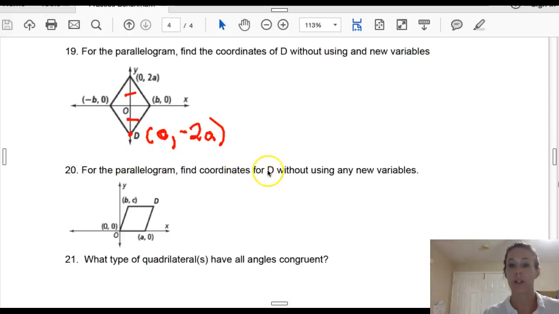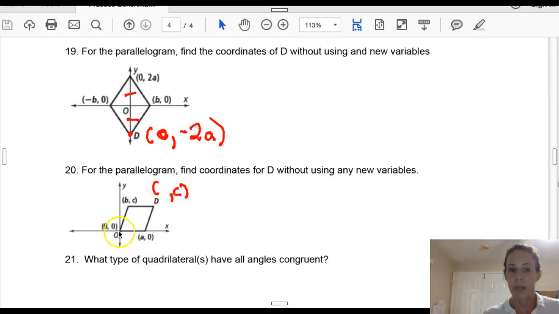Okay, let's look at 20. For the parallelogram, find the coordinates for D without using any new variables. This one's a little trickier. I want to find the coordinates here. Now I can see I go over all the way to here, and then I go up to here. So I'm not sure how to get all the way. What is that on the x? I can't use new variables. I have the variables a, b and c. So I go over this far. I'm not sure how far this is, but I do go up the same height as here. So the height here is c, so the height here will also be c. There's my y coordinate. Now I have to figure out my x coordinate.